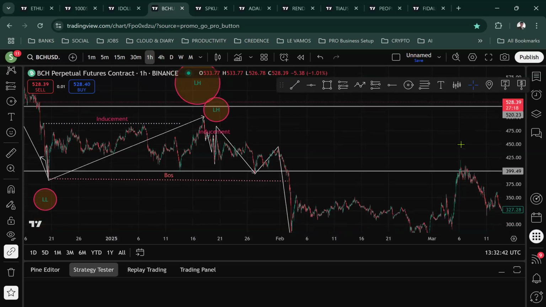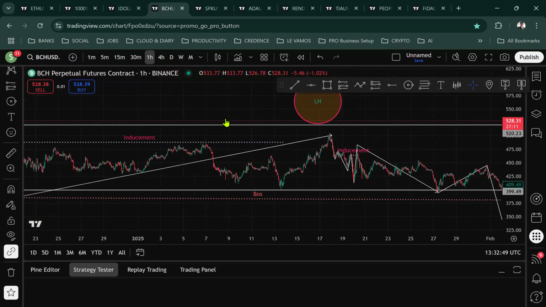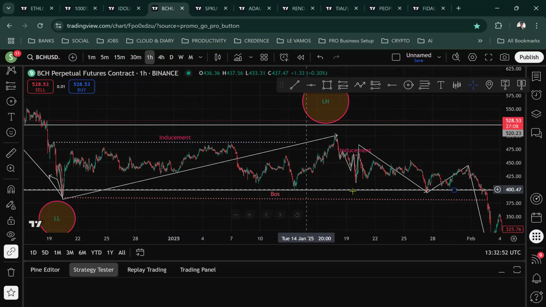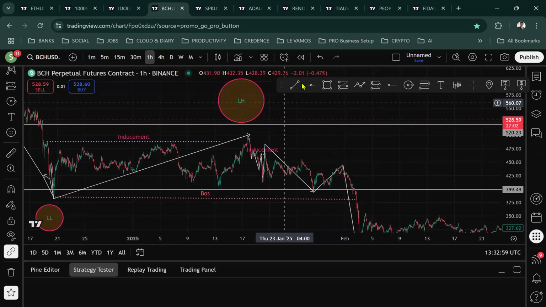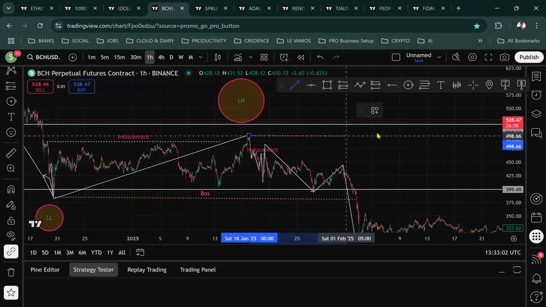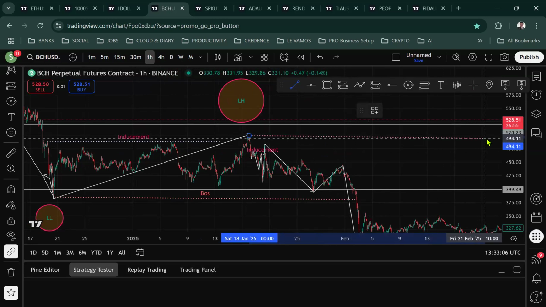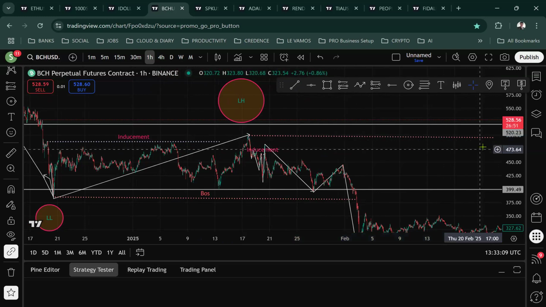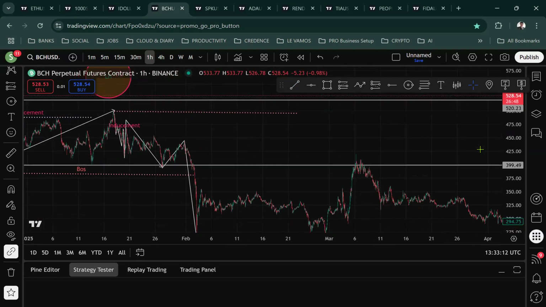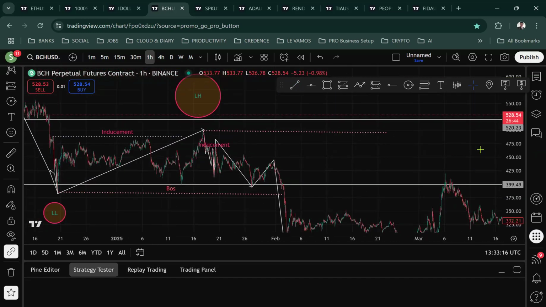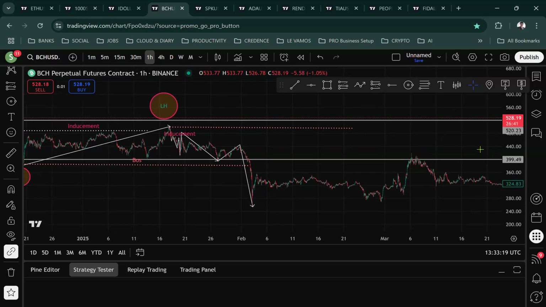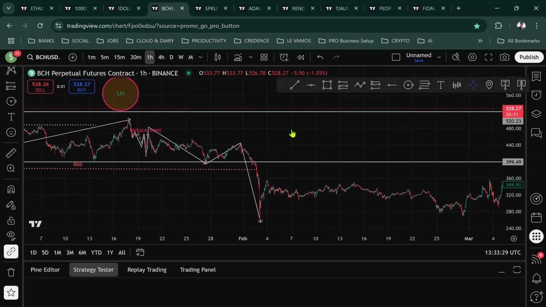Yes, that's correct. So this is not a valid one. This is actually an inducement, but we no need to consider it because this is all happening within this structure, right? Exactly. Within this structure means this line, correct? If you check, this is an impulsive move from the lower high down to the last point there. So that inducement is within the structure, it's internal structure. We don't consider internal structure as major structure.